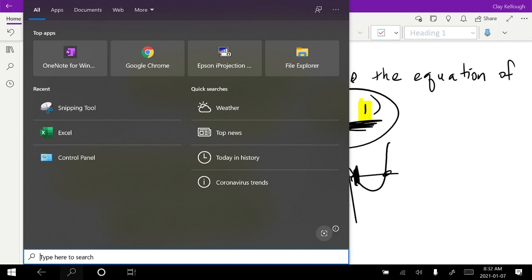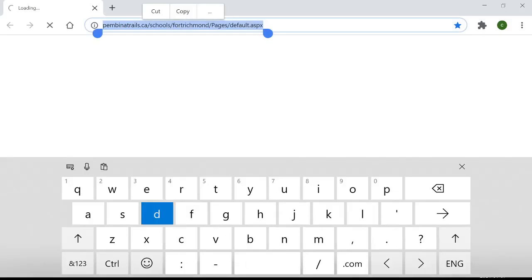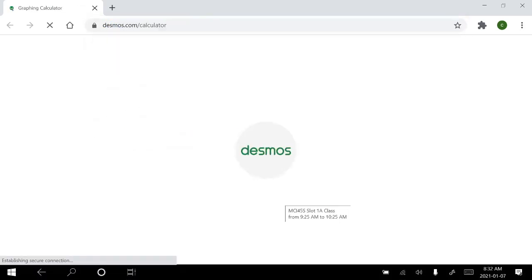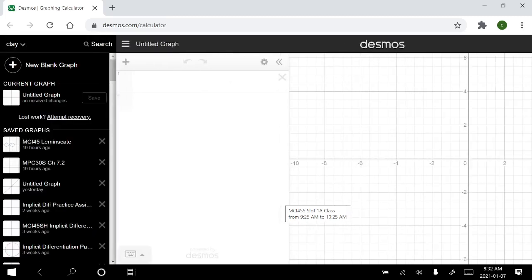So going to Desmos. Okay, I don't know if this is going to work. Internet. Now let's see. Okay, Pembina Trails is going to fail, but I want to actually just type in Desmos. Hey, come on, Desmos. Hey, Desmos works. Oh, it even remembered to log me in. I didn't log out when I left it. Excellent.